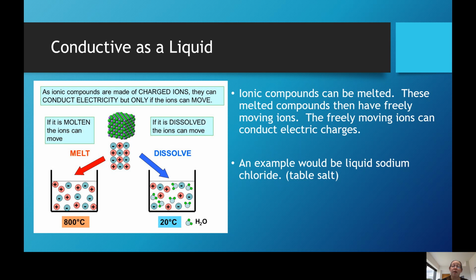Now, ionic compounds can also be conductive as a liquid because similar to the way that dissolving them in water, for example, lets those ions move freely, melting them also lets them move freely because remember, liquids can flow and move around and they don't have a definite shape, which means that those ions can also flow and move around and conduct electric charge. So when you melt an ionic compound, they become conductive because of those freely moving ions. An example of this would be liquid table salt. At some temperature, table salt does actually turn into a molten table salt, and it would allow it to conduct that electricity.